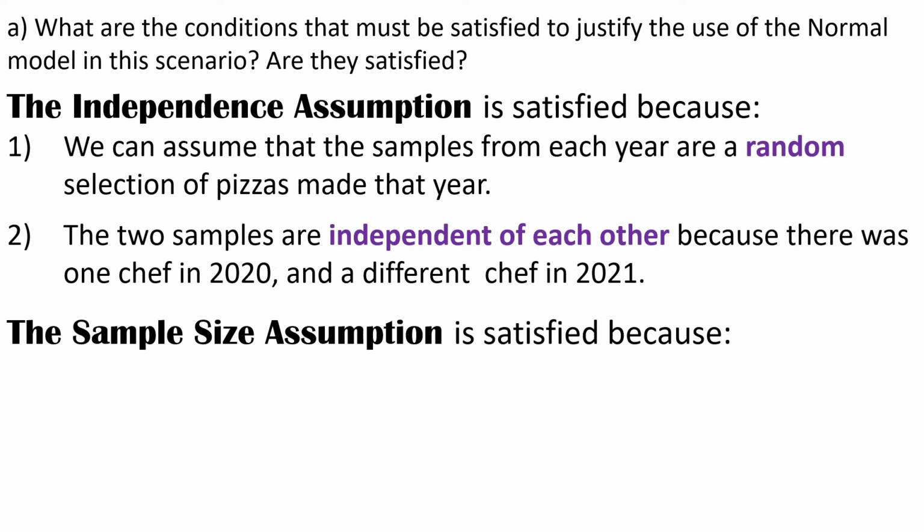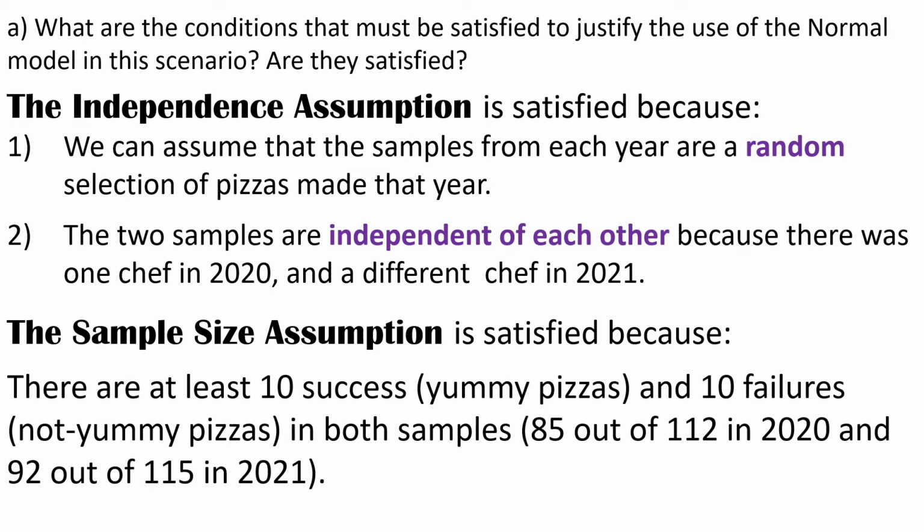The second assumption is to do with the sample size. So this is what I often call the success-failure condition. Under this assumption, there must be at least 10 successes and at least 10 failures in both samples. And so here that is the case because in the first sample we have 112 pizzas, 85 of which were yummy and 112 minus 85 of which were not yummy. Both of those numbers are at least 10, and so we're good with that sample. And likewise, in the sample from 2021, 92 successes out of 115 pizzas. So that gives us at least 10 successes and at least 10 failures as well. So the sample size assumption is also satisfied.